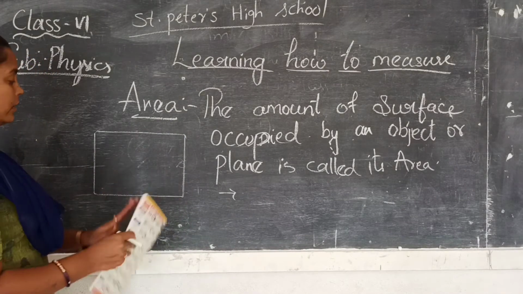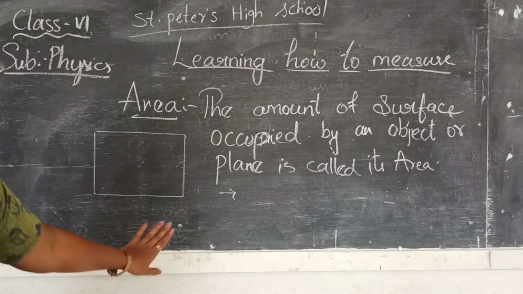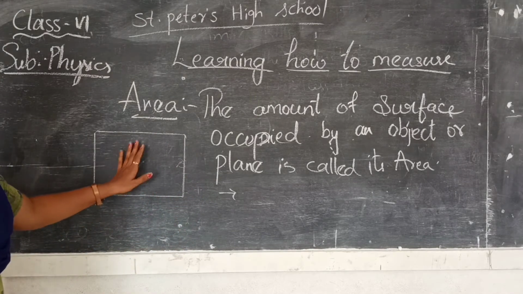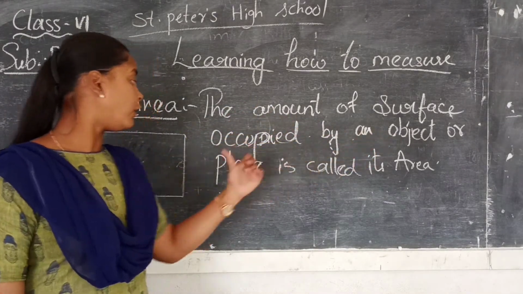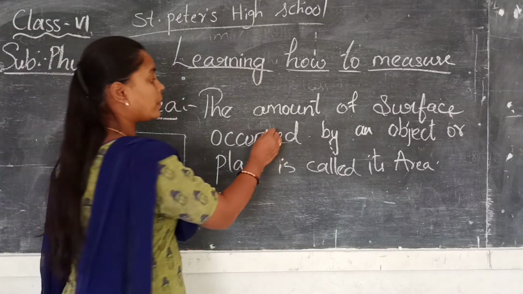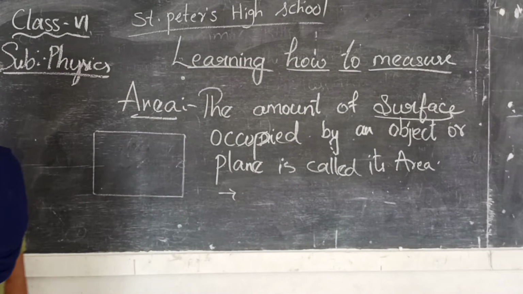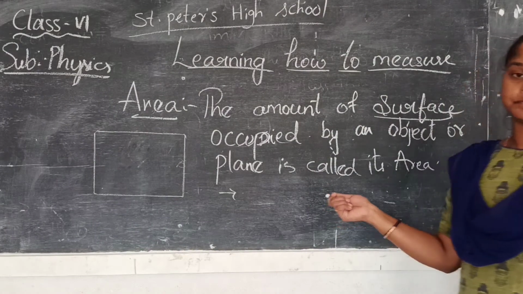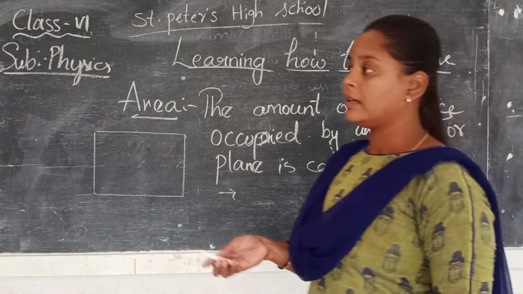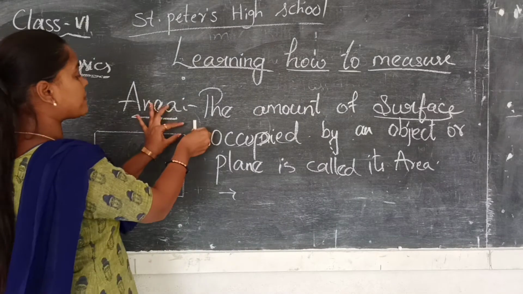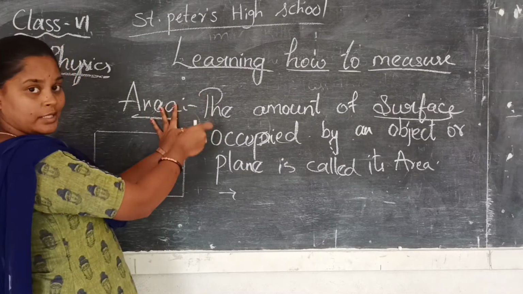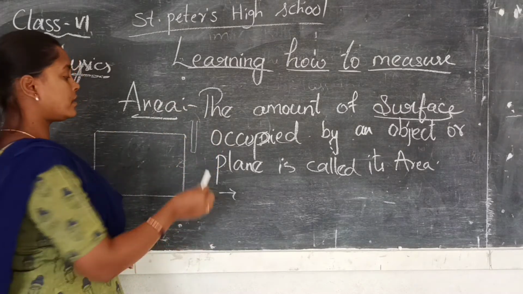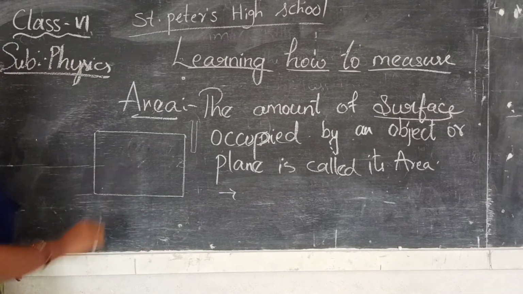Okay. The book occupies some place on the board. So the place occupied by a plane or an object is called area. The amount of surface occupied by an object or plane is called its area. Remember, surface occupied. Only the surface occupied is called area. So here, if I place a chalk, this is also occupying some surface here. Only the surface is occupied. This is called area. The area of chalk is this one. The area of the book is this one.